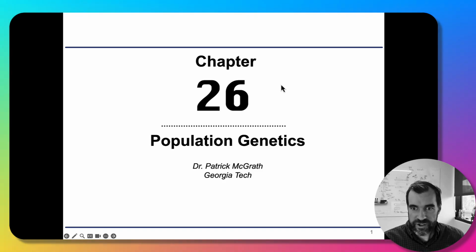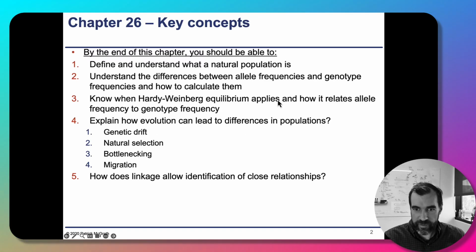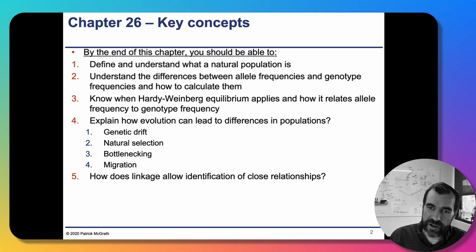We are going to cover chapter 26 on population genetics. By the end of this chapter, you should be able to define and understand what a natural population is. This can be a human population, or it can be a population of other natural wild organisms. And what you want to be able to do is analyze the genetic differences that are segregating within that population.